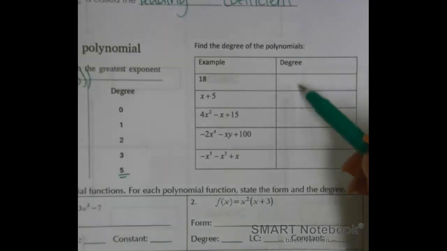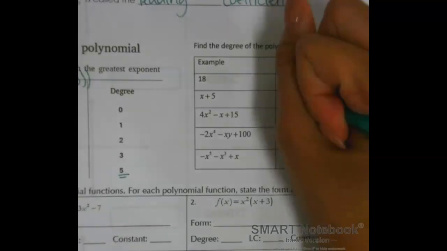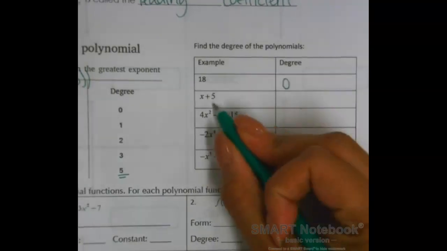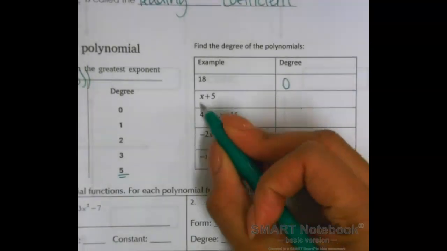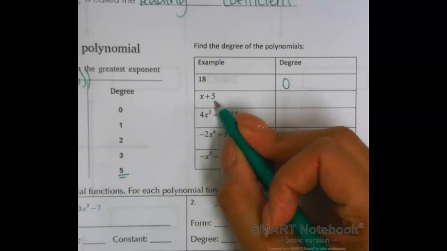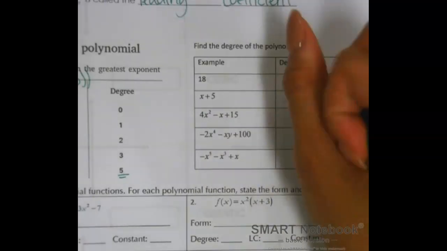What's the degree for the first one? 0. What about the second one? 1. Not 5? No, you're only looking at the variable, guys. Even though the 5 is bigger, don't look at just the constants. You need to look at your variables.